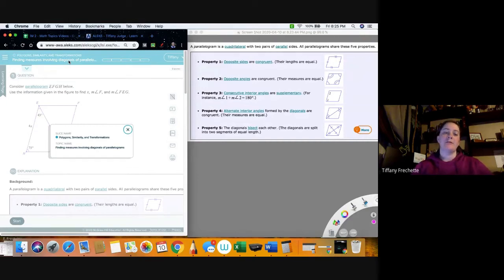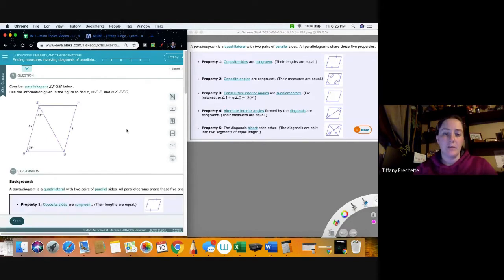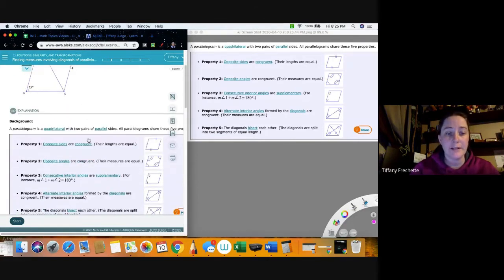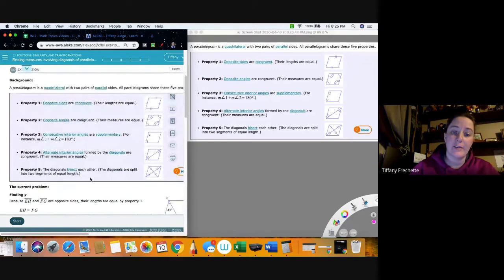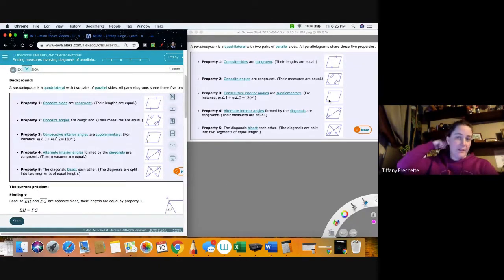Finding measures involving diagonals of a parallelogram. All right, so with this one, we do need to remember the rules or properties of a parallelogram. And down below here, it does give you this nice one. And if you notice, I just copied and pasted over here on my whiteboard just to make it a little easier. Now, you don't necessarily have the ability to copy and paste it right over to your whiteboard.